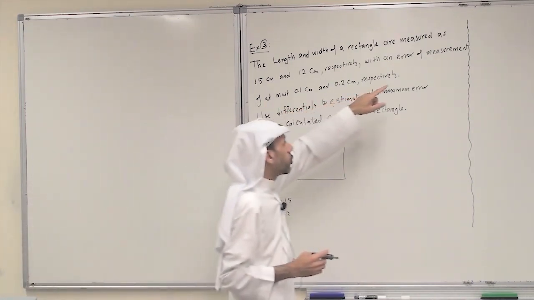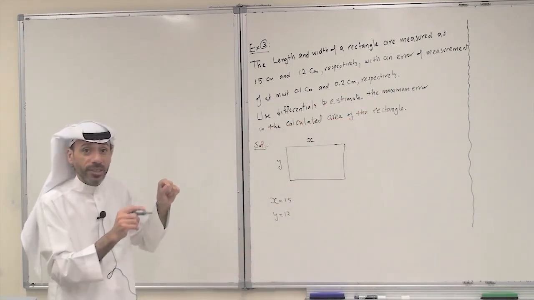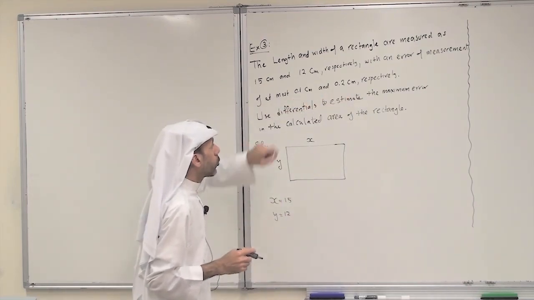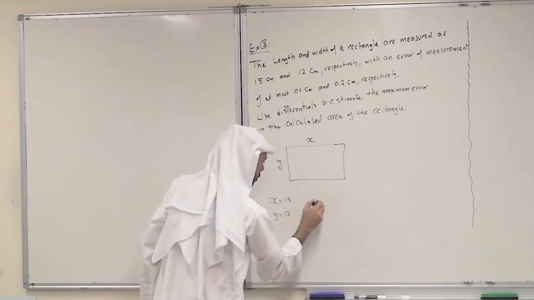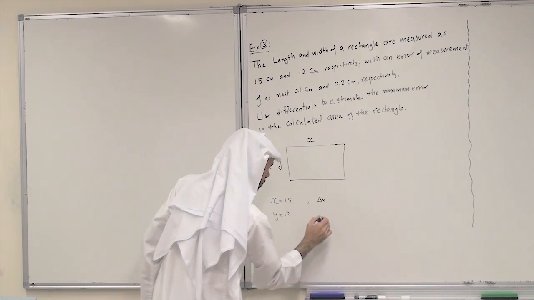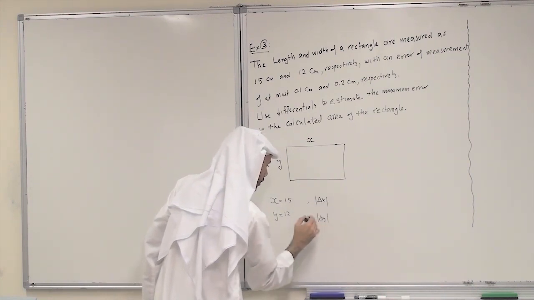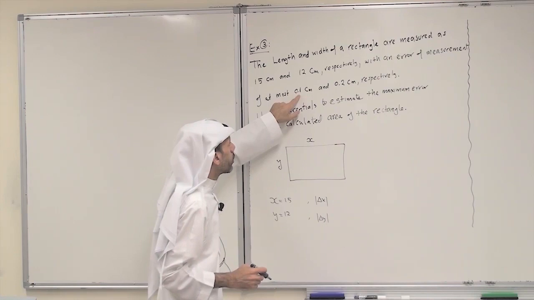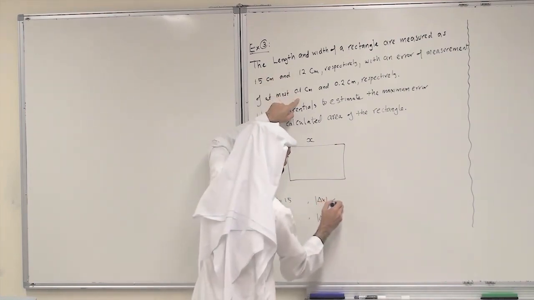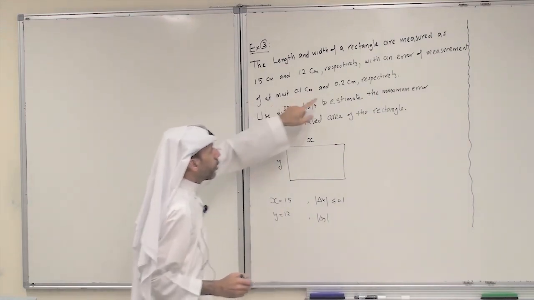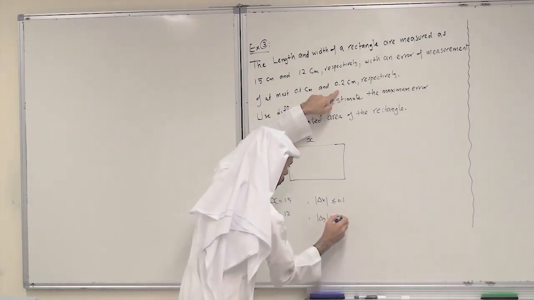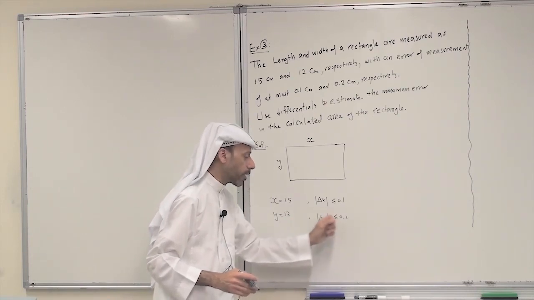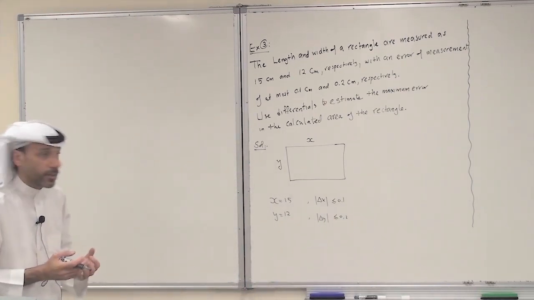With an error of measurement, always the error is delta, of at most 0.1 and 0.2 centimeter. So the error of measurement, which is delta x and delta y, is at most, in absolute value, 0.1 centimeter for the length, less than 0.1, and 0.2 for the width, less than 0.2. So the error is between -0.1 and 0.1, and between -0.2 and 0.2. So these are the given information.